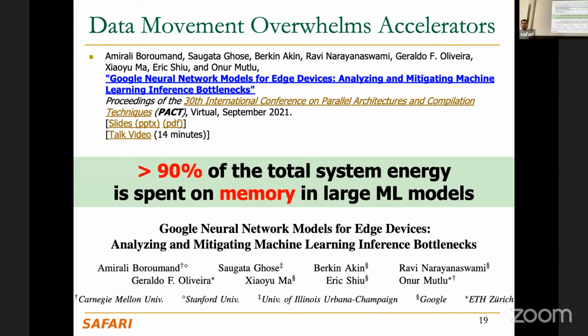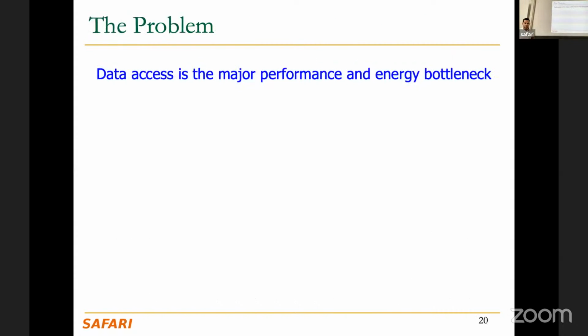Right now, ML, machine learning, is quite an important application, and there we conducted a study on tensor cores for accelerating neural network inference, and we saw that more than 90% of the total energy for some particular ML models was spent only moving data across the system.